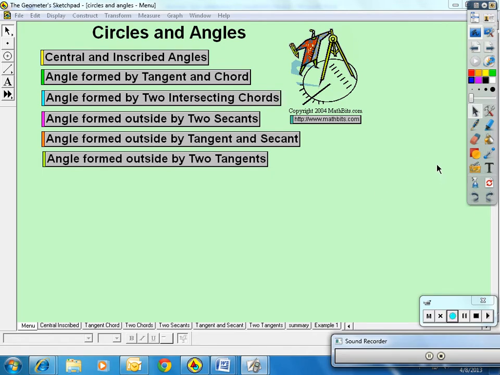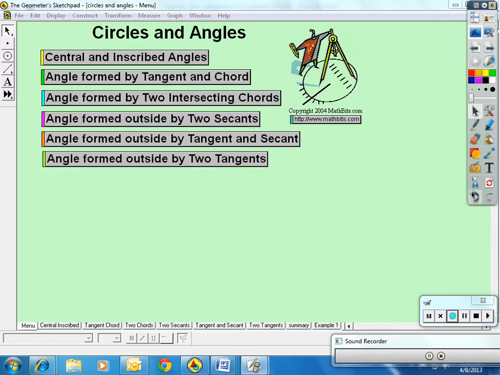Good evening. Tonight's lesson is 10.5 and it is over circles and angles. You watched the video on vocabulary. There's a lot of vocabulary here. But basically the objective is we want to solve angles as they relate to circles and arcs.